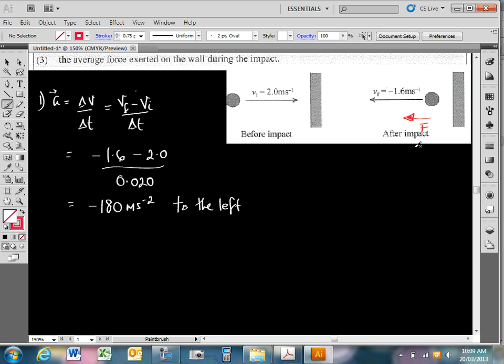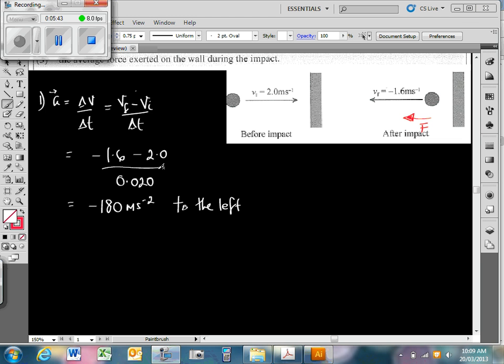It's applying a force in newtons, which causes an acceleration on the ball. I better stop. Hang on, guys, because this will sound really terrible. Okay, we'll start again. Hang on.